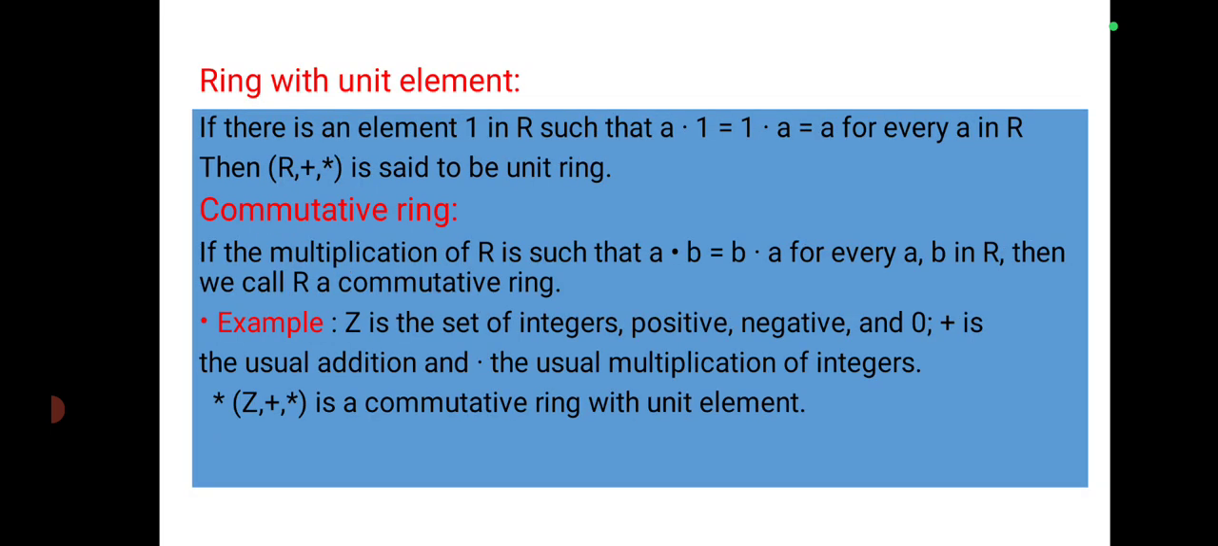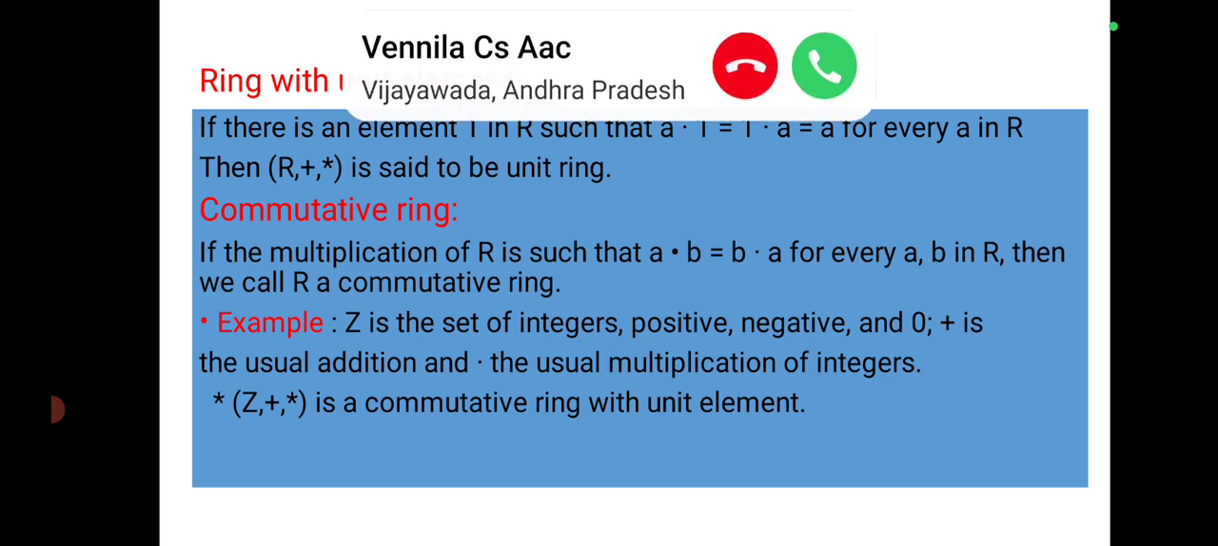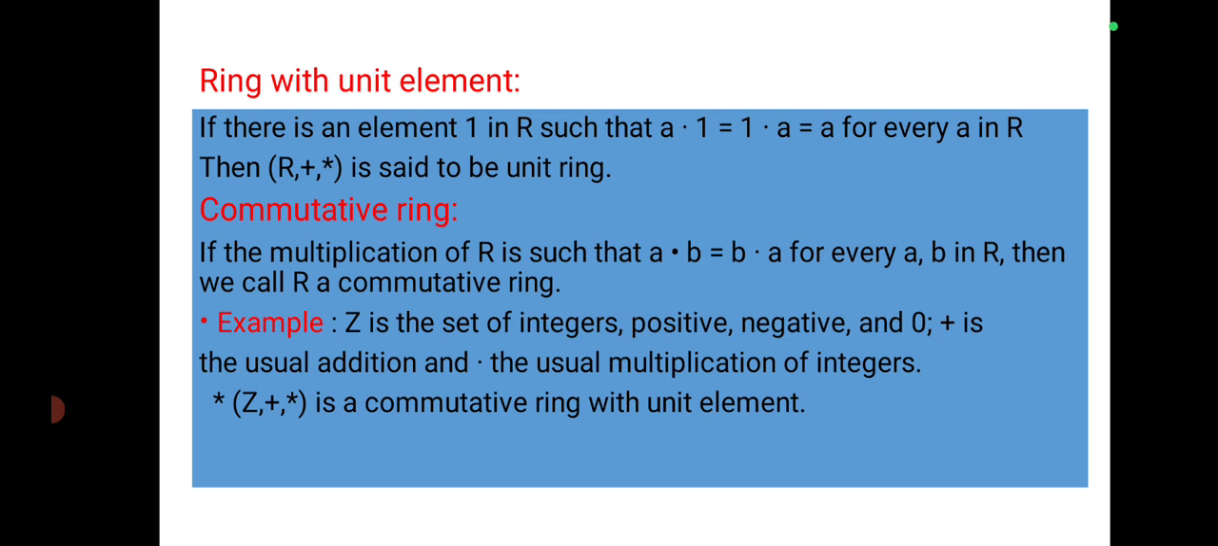Next we go to types of ring. Ring with unit element: if there is an element 1 in R such that a·1 = 1·a = a for every a in R, then (R, +, ·) is said to be a unit ring. First of all, the set R is a ring. Next, the multiplicative identity 1 belongs to R, then the ring is said to be a ring with unit element.